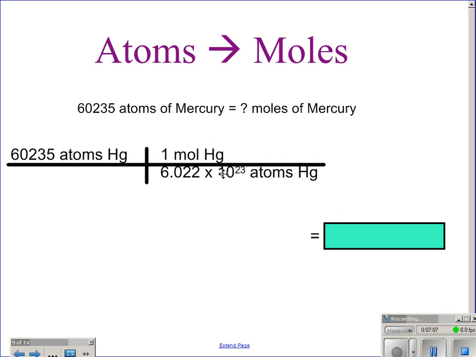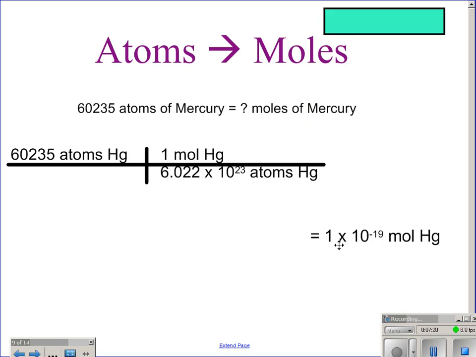Okay, Avogadro's number on the bottom. We do a little bit of cross-canceling of atoms. We're left with moles of mercury. And we do a little division. And if you enter it correctly, you should end up with something like this. 1 times 10 to the negative 19th moles of mercury, or 1.00024 times 10 to the negative 19 moles of mercury, if you want to be real accurate.